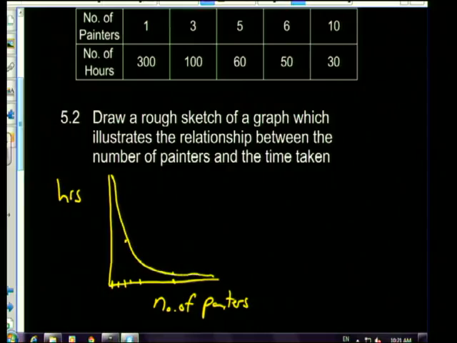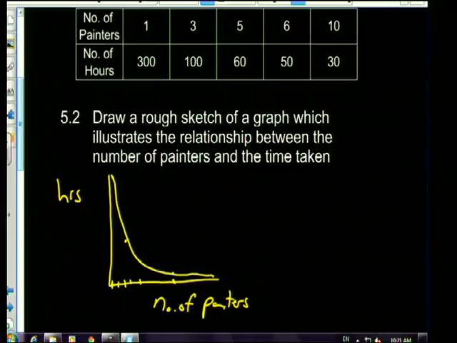I'm going to have a graph that slants down like this. It has a weird and wonderful curve. Now, there are 2 things I've got to point out. Number 1, this graph is never going to touch this line, this set of axes.